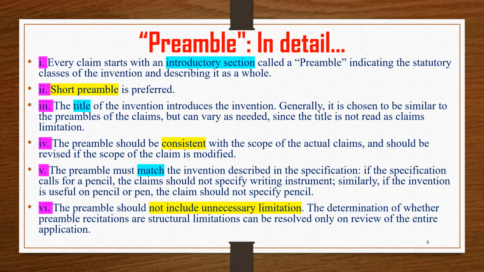Okay, point number 2. Short preamble is preferred. Point number 3. The title of the invention introduces the invention. Generally, it is chosen to be similar to the preambles of the claims but can vary as needed or desired, since the title is not read as a claim limitation. Just remember this. Since the title is not read as a claim limitation. Fine. Point number 4. The preamble should be consistent with the scope of the actual claims and should be revised if the scope of the claim is modified.